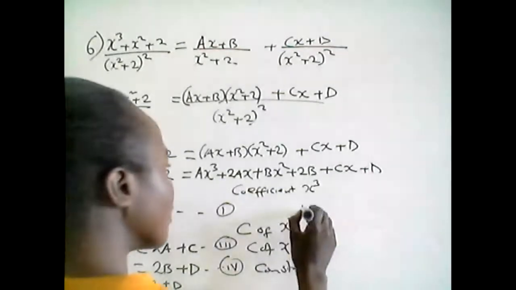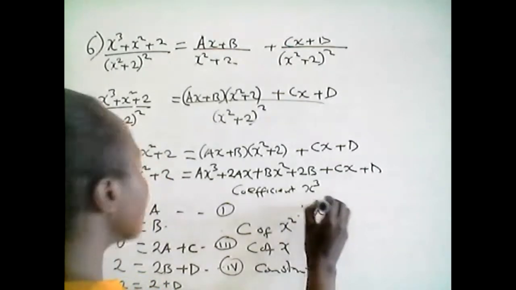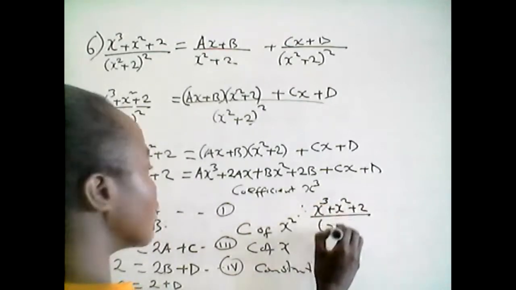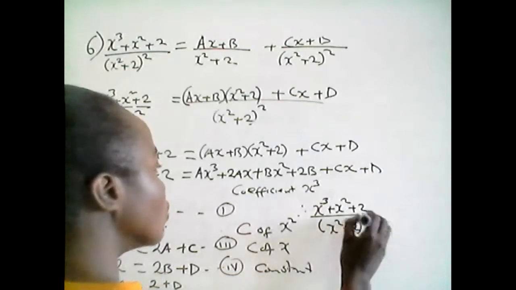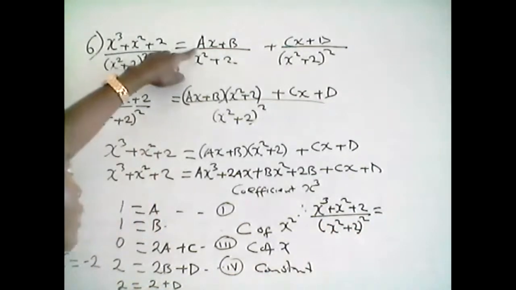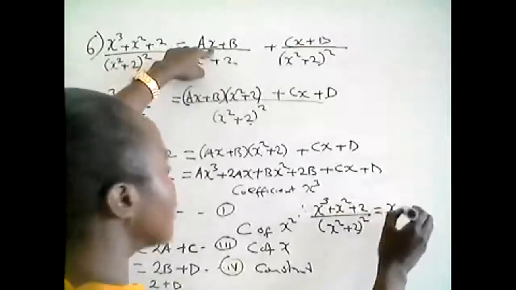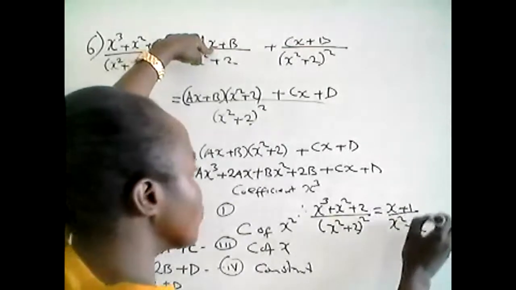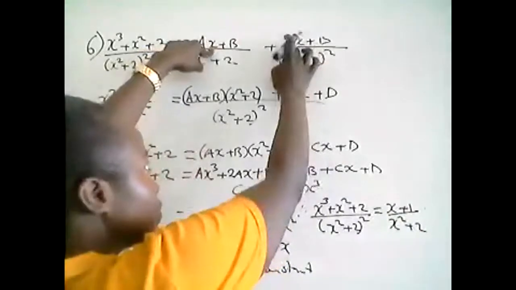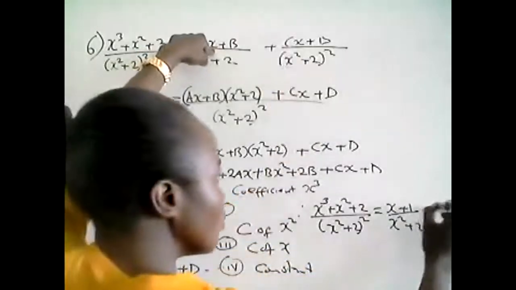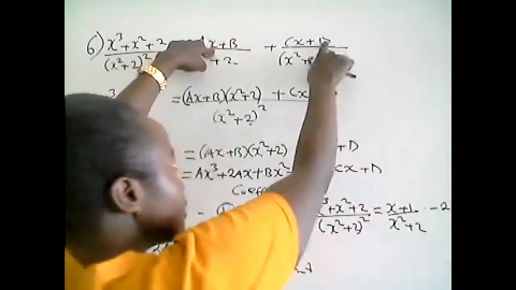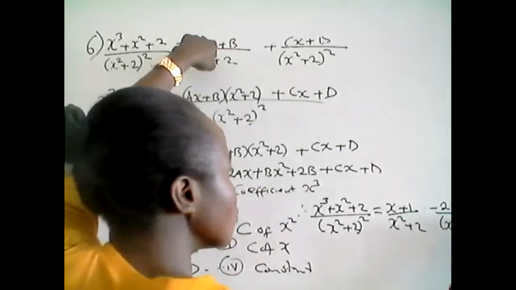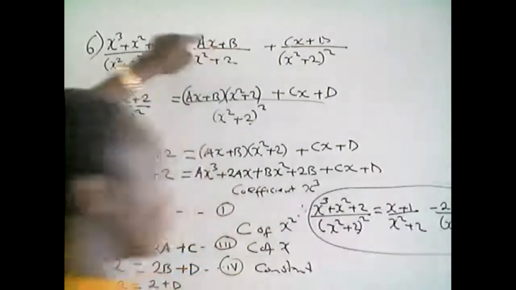So in conclusion, therefore, x cubed plus x squared plus 2 over x squared plus 2 squared is equal to, a is 1, so 1 multiplied by x is x, plus b, which is 1, over x squared plus 2, plus c, which is negative 2, so negative 2x, and our d is 0, over x squared plus 2 squared. So that is our answer.